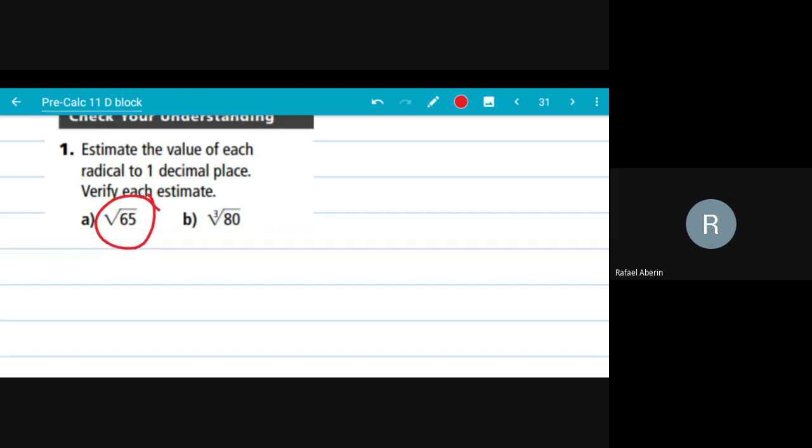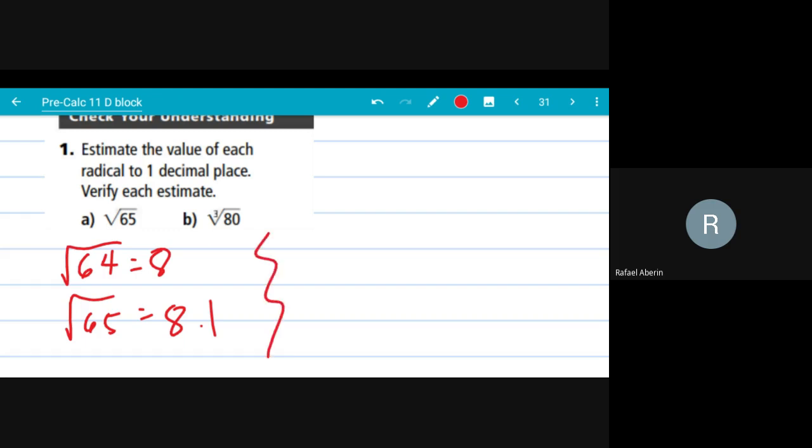Root of 65. Well, you know that the closest perfect square would be 64, right? Because the square root of 64 is 8. So if we are going to estimate, probably a good guess would be about 8.1. 8.2 would be too big because the difference between 64 and 65 is just 1. So maybe just a 0.1 is enough.